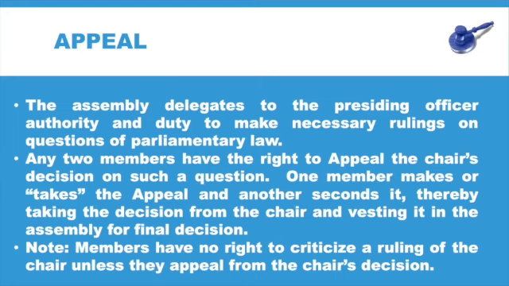So there was some decision that the chair had to make, could have been on a point of order, something that happened during the meeting, and members did not agree. This is where you would use an appeal. Now, members have no right to criticize a ruling of the chair unless they appeal from the chair's decision. So this is criticizing the chair. It's appealing the decision because it just wasn't agreeable. Two different things.